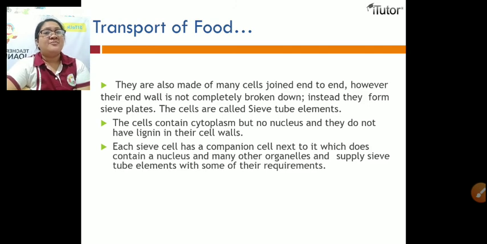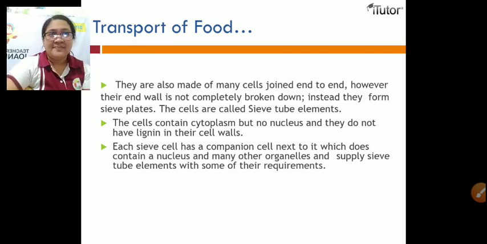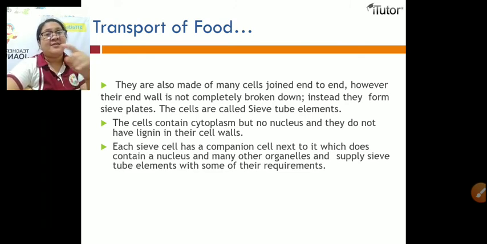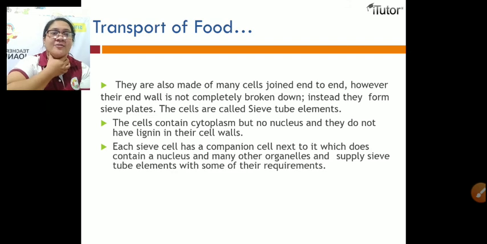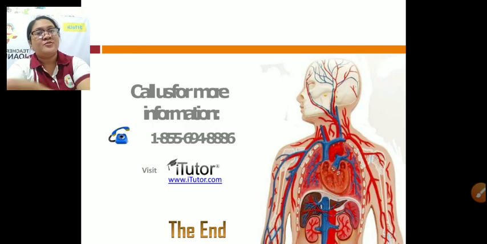They are also made of many cells joined end to end. However, their end walls are not completely broken down. Instead, they form sieve plates. Do you know the sieve plates? The cells are called sieve tube elements. The cells contain cytoplasm but no nucleus, and they do not have lignin in their cell walls. Each sieve cell has a companion cell next to it, which contains a nucleus and many other organelles, and supplies the sieve tube elements with some of the other requirements. Okay, let's move.